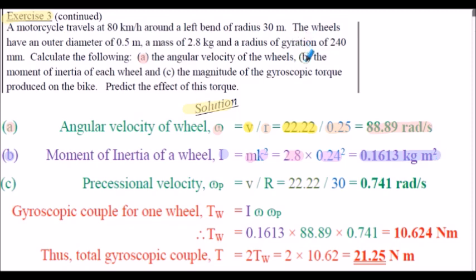That's part B calculated. Part C, we've actually got to find the gyroscopic couple. So we need to first of all find the precessional velocity omega p. That's the linear velocity v, 22.22 meters per second.